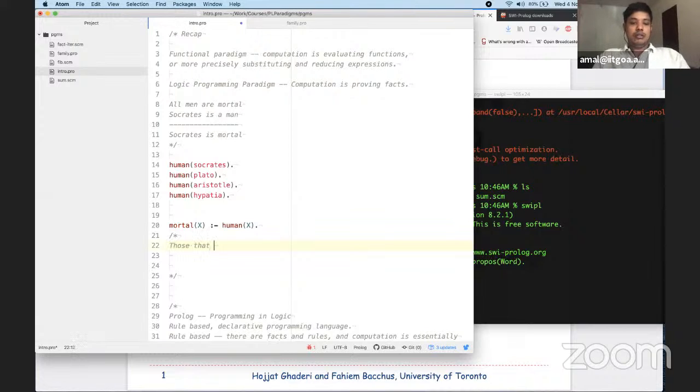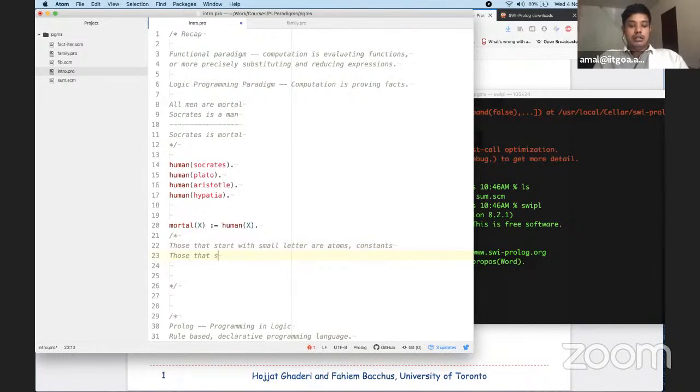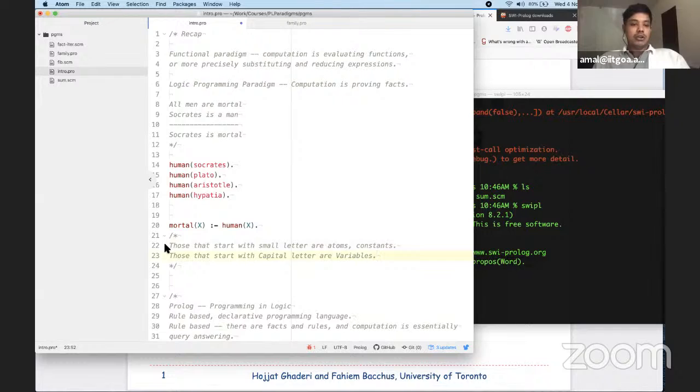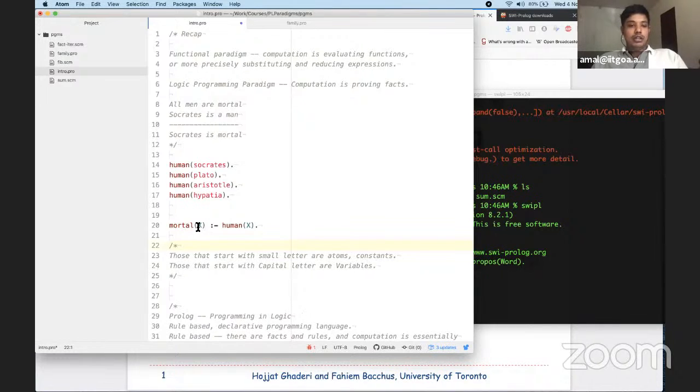Those that start with a small letter are atoms or constants. Those that start with a capital letter are variables. So we have two kinds of things already. For instance, you might have noticed that we have Socrates, which is a constant, and X, which is a variable. Everything which starts with a capital letter is a variable. Everything that starts with a small letter is an atom.